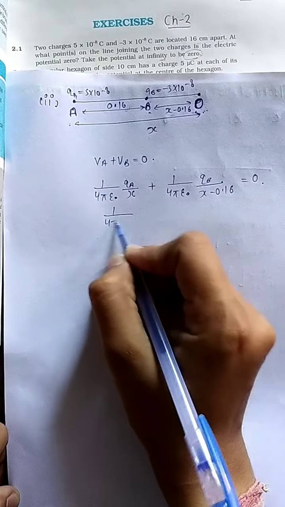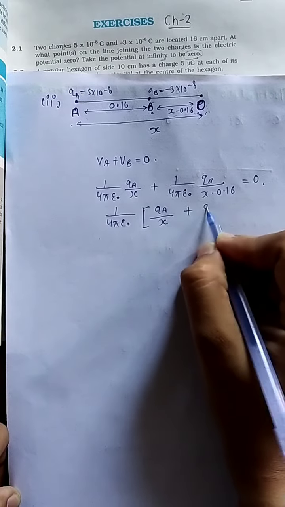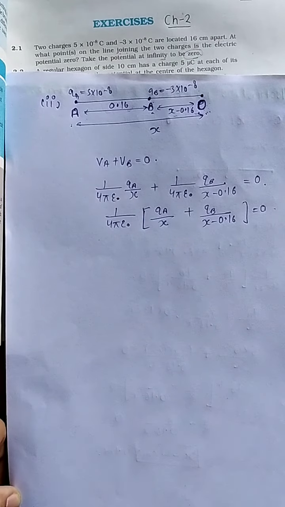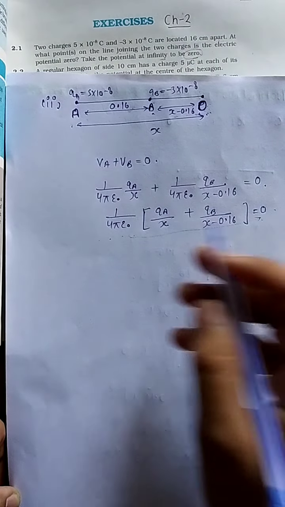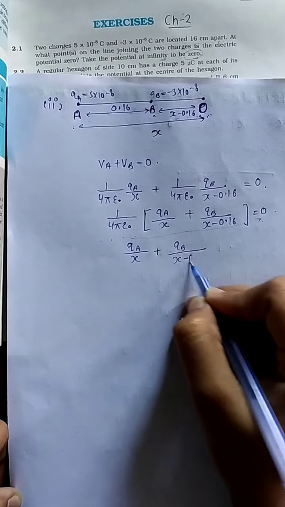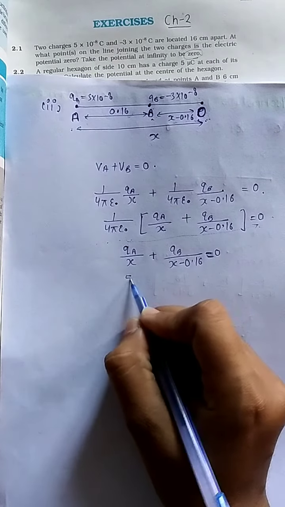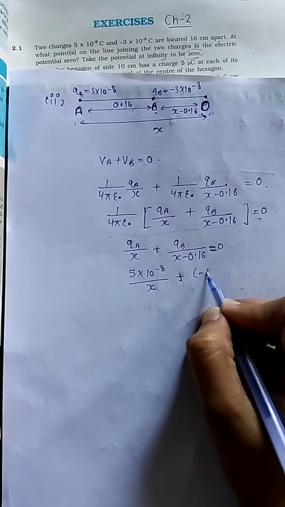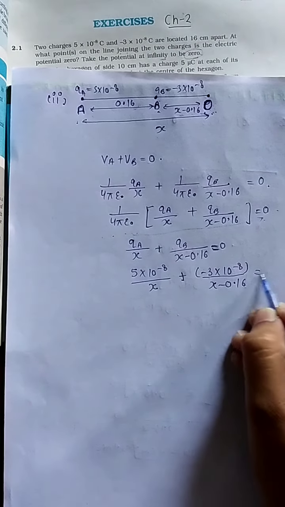Now we take 1 upon 4 pi epsilon naught as common, then we get qA upon x plus qB upon x minus 0.16 is equal to 0. From here, 4 pi epsilon naught will multiply with 0, and qA upon x plus qB upon x minus 0.16 equal to 0 is left only. The value of qA is 5 into 10 power minus 8 upon x, plus the value of qB is minus 3 into 10 power minus 8 upon x minus 0.16 equal to 0.